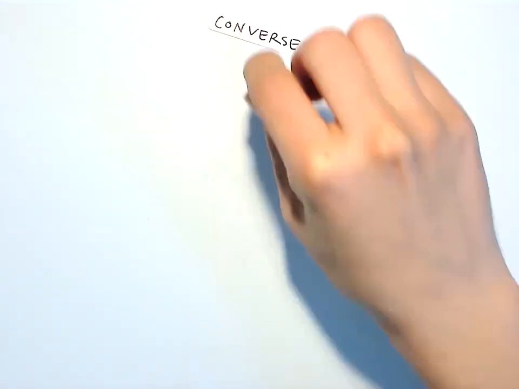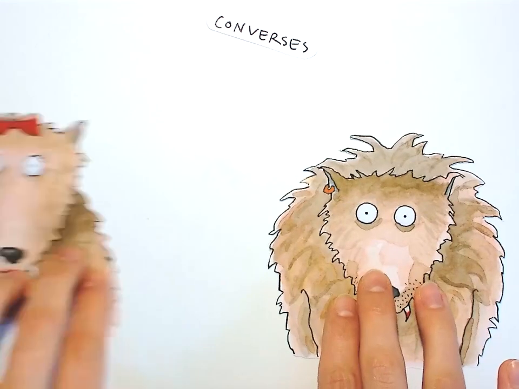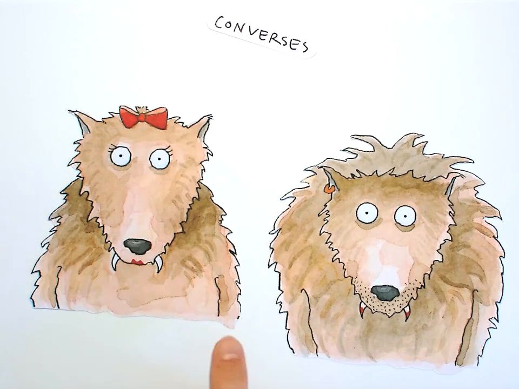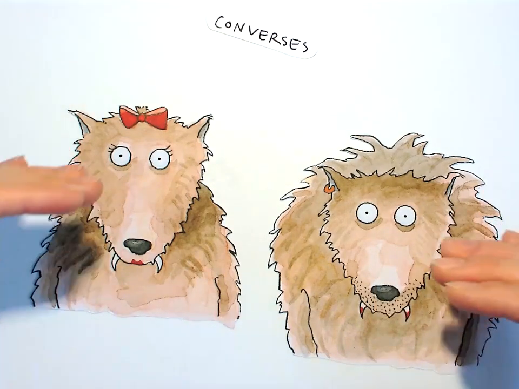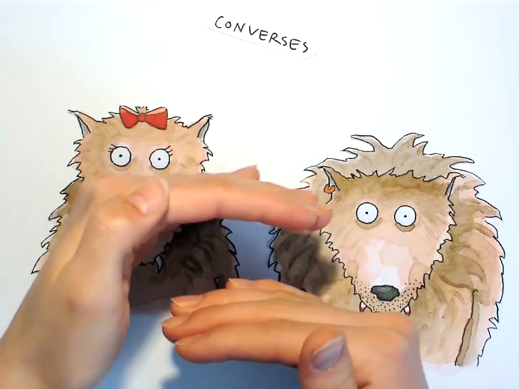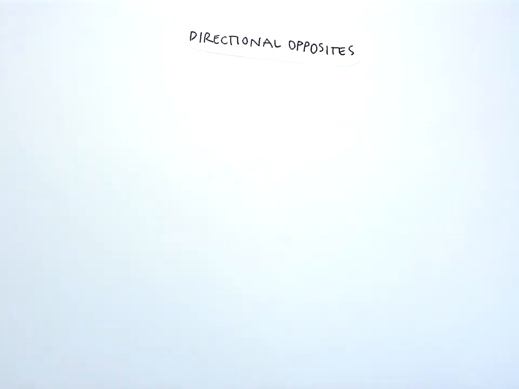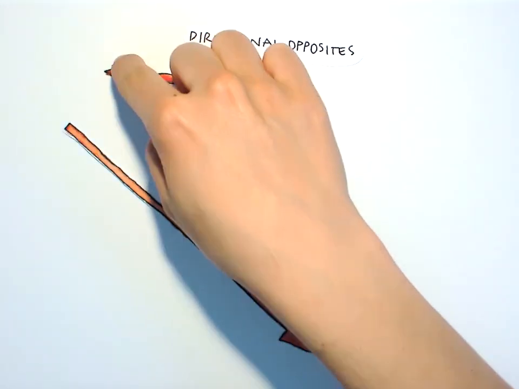Converses describe the same relationship but from the opposite point of view, like husband or wife. Or, if Mrs. Werewolf sells an object to Mr. Werewolf, then selling and buying describes the same process but from a different perspective. And then we have directional opposites. As you may have guessed, these forms of antonyms describe movements or positions of opposite direction, like up and down or rise and fall.